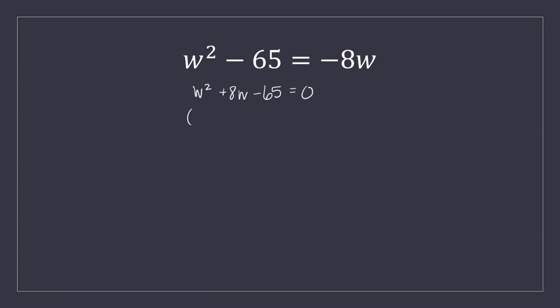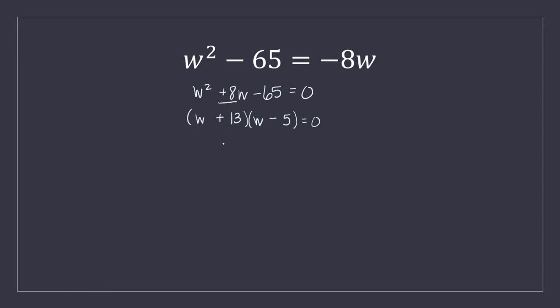I need to factor this, and I want to think about what numbers multiply to make 65 and subtract to be 8. 65 and 1, 5 and 13, and I think that's it. Well, I know that 13 minus 5 makes 8, so I'm going to do 13 and 5. And then, like I said, I know it needs to be a +8, so I'm going to do plus 13 and minus 5.